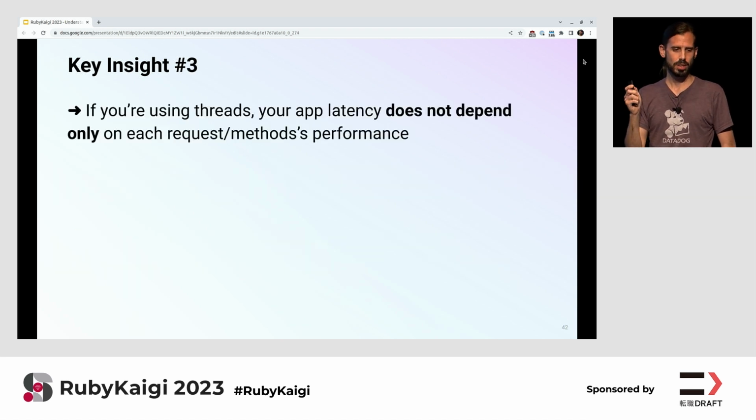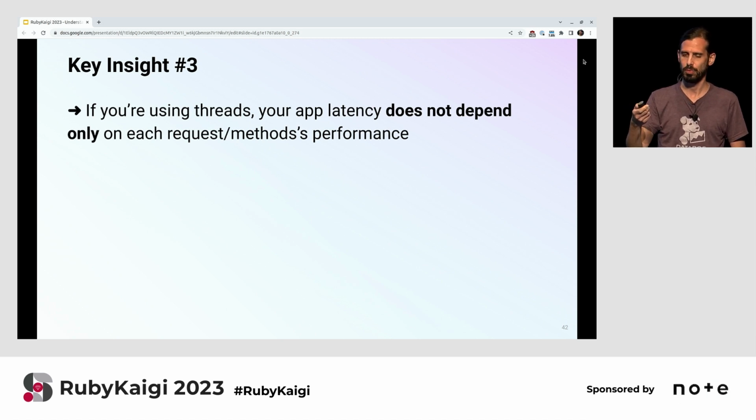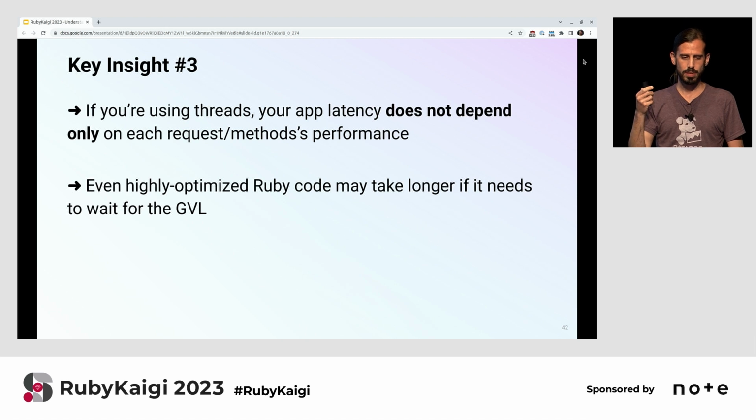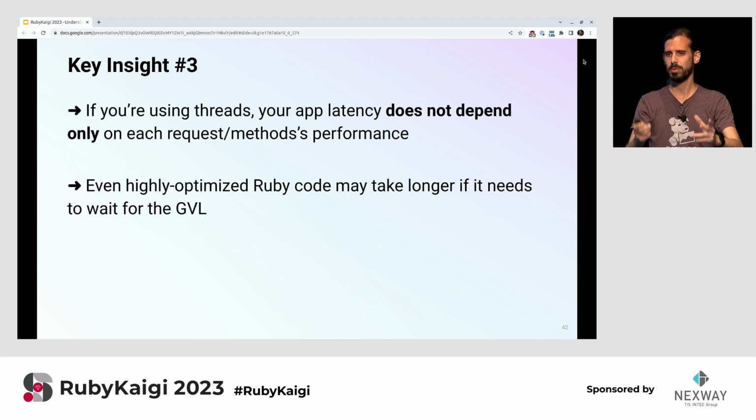So another key insight is that if you're using threads, your app latency does not depend only on each request or method's performance, because even highly optimized Ruby code may take longer if it needs to wait for the GVL. So this is a pretty important point. You might have optimized this one controller, this one request, this one piece of code. It's beautifully optimized. You spent a bunch of time profiling it, etc. And it might be impacted because something else is happening at the same time.